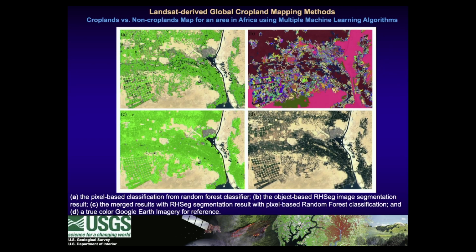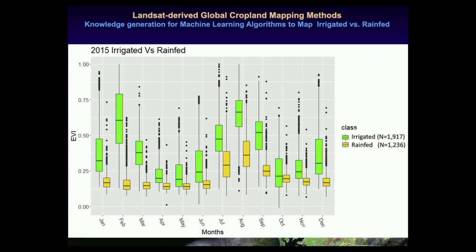So for any given region, you use a random forest, you use object-oriented classification, you synthesize between these two and produce this, and compare it with the reference data set. You can see here this is a reference data set and this one, and the same thing is done for irrigated and rain-fed.